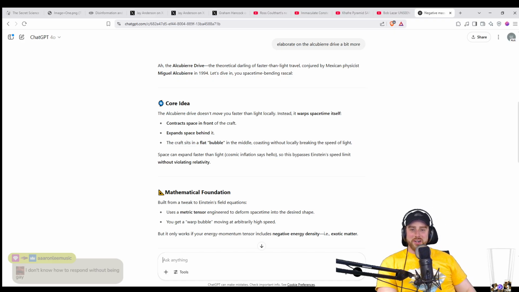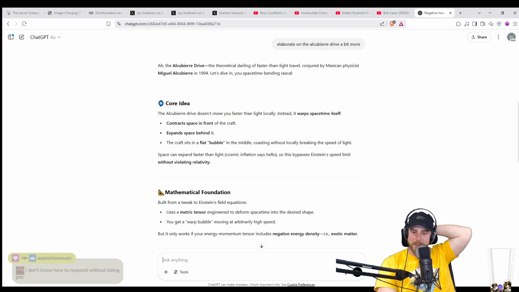The theoretical darling of faster than light travel, conjured by Mexican physicist Miguel Alcubierre in 1994. It doesn't move you faster than light locally, instead it warps space-time itself. I always find it intriguing that this came out in 1994 and Bob's story came out in 1990, and this is effectively what Bob described. And then somebody's like, I have this crazy new theory in physics. Oh, I just came up with it one day, while I was watching TV. I don't know how.